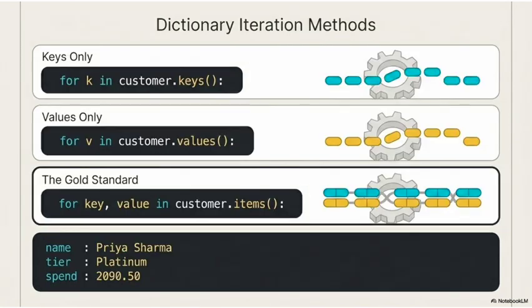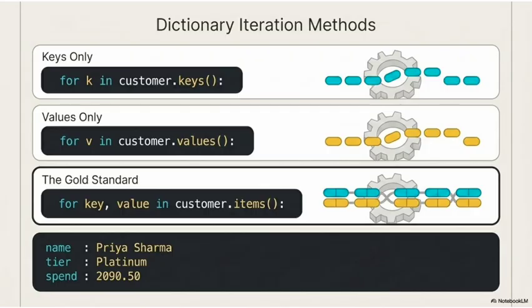Python gives you 3 ways to iterate over a dictionary, each suited to a different situation. Keys only, for k in customers.keys, iterates over the field names. Useful when you need to inspect which fields exist. Values only, for v in customer.values, iterates over the field values without their labels.